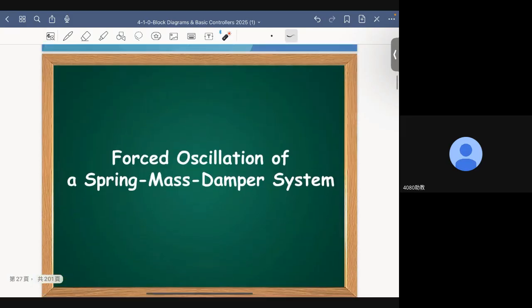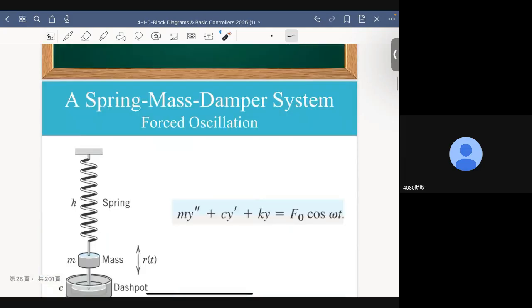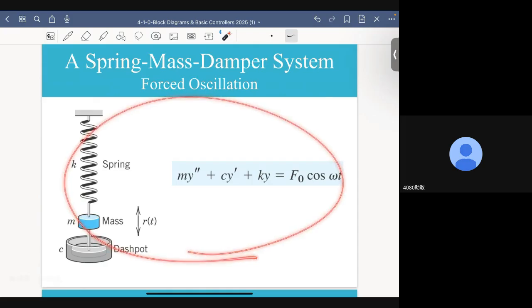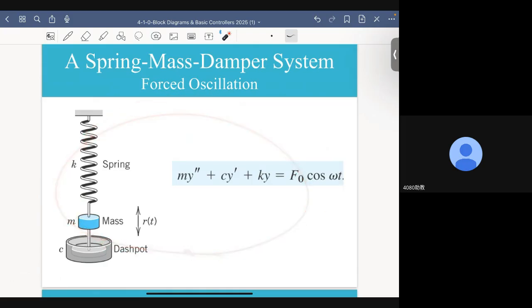Now let's go back and review the free oscillation of a spring mass damper system. Remember this diagram? Remember this plot? Here, this equation of motion represents the spring mass damper system itself. That is why we often call it the equation of motion, because it governs the pattern of the motion of the mass.